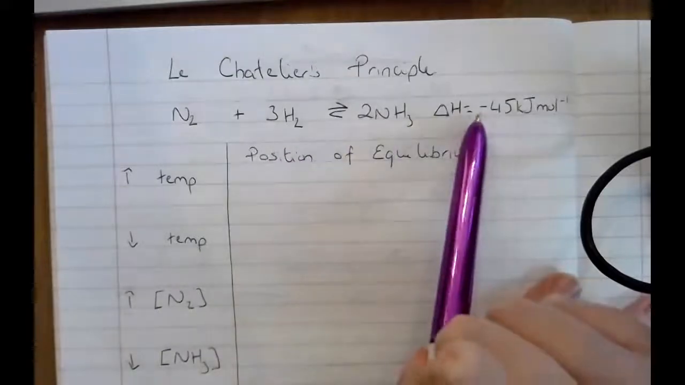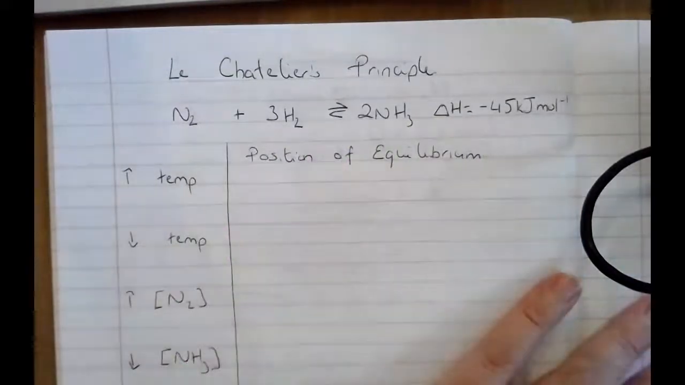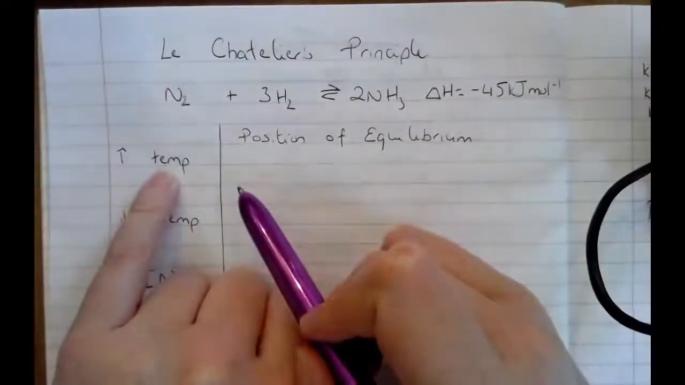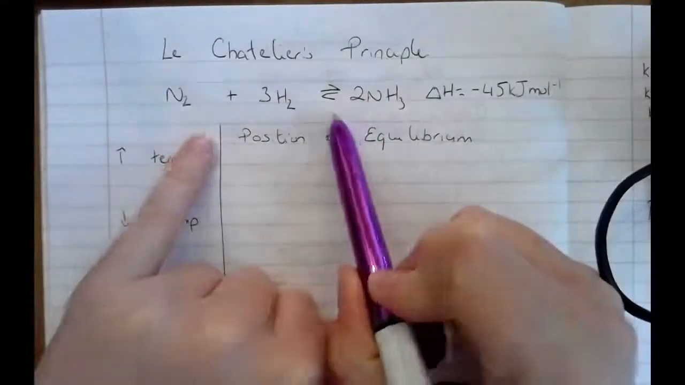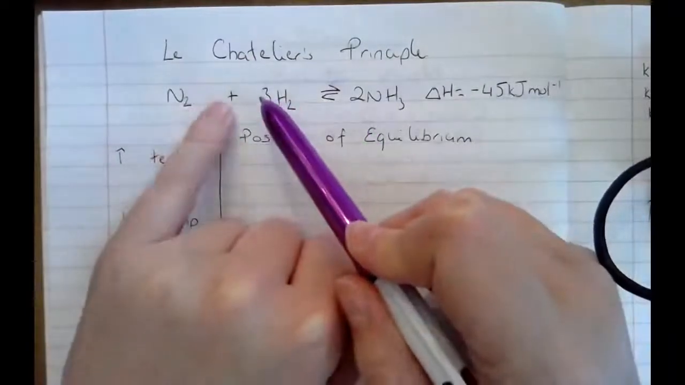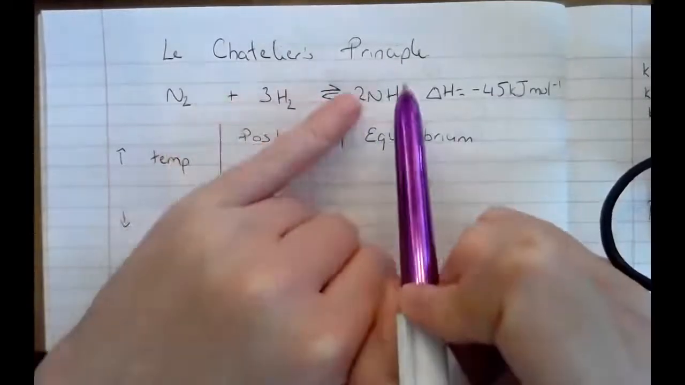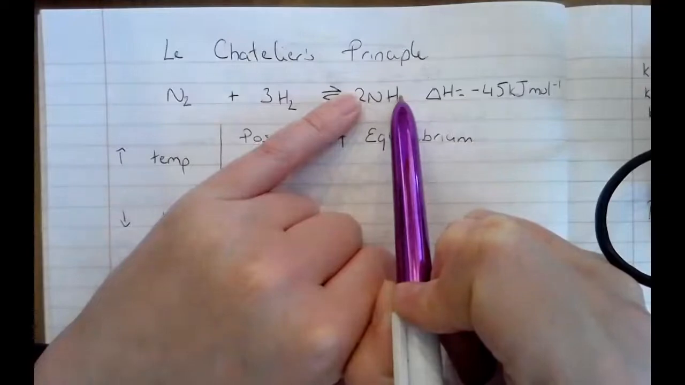So that is important information when you're trying to figure out what effect on equilibrium increasing or decreasing the temperature will have. So we'll just have a look at that here. Okay, so if I increase the temperature, what's going to happen to the position of equilibrium? And by position of equilibrium, I mean, is equilibrium going to lie to the left? Are you mostly going to have reactants when equilibrium is reached? Or is equilibrium going to lie to the right and you mostly have products when equilibrium is reached?